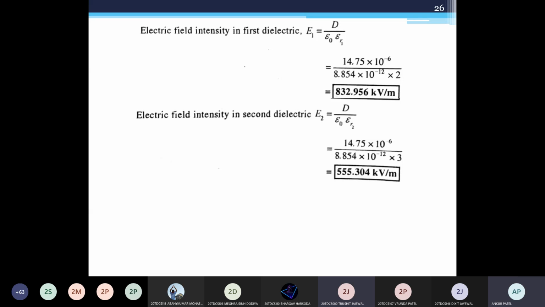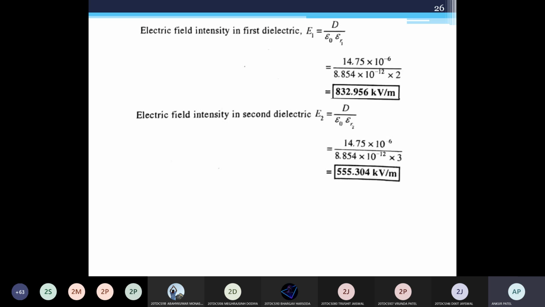277.6 kV per meter. E3 is 277.6. All of you getting this 277? Yes, sir. Okay, so you need to practice this solution to get this answer.